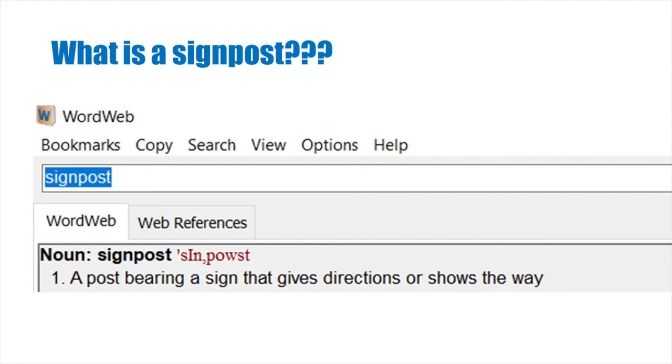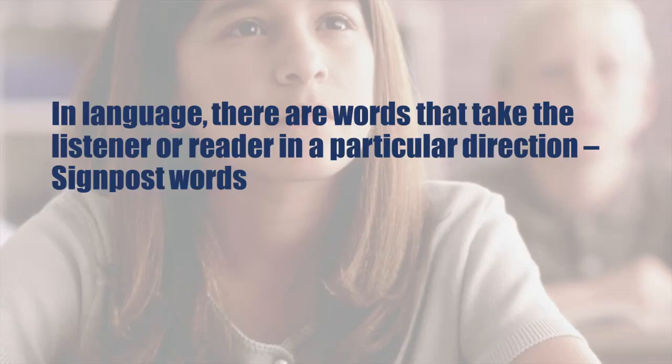Okay, so this is what the dictionary also says. A signpost is a post bearing a sign that gives directions or shows the way. Right? Now, you must be wondering what signpost words are. So in the way that a signpost shows us direction, signpost words in language are the words that take the listener or reader in a particular direction. Okay, so these are the signpost words.